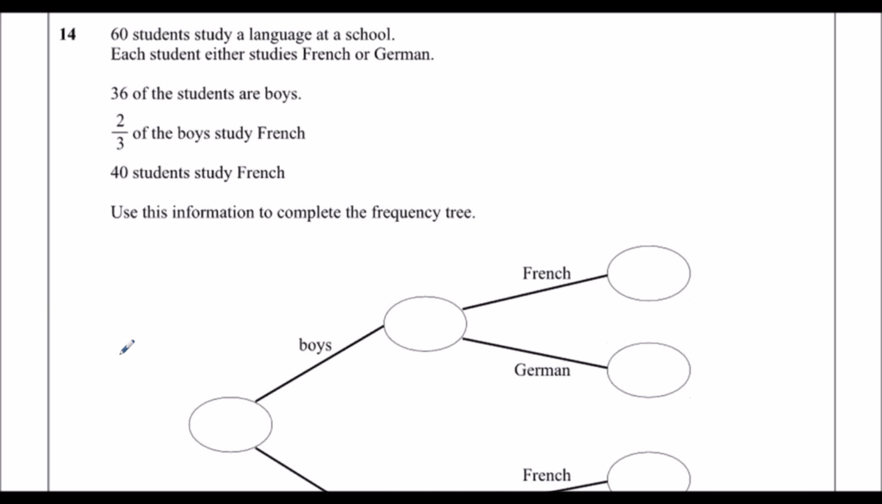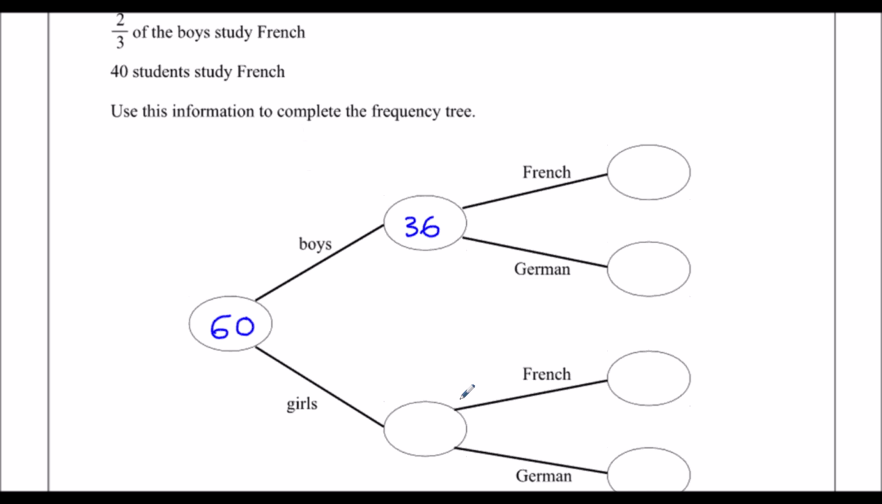Question 14. So we've got a frequency tree. 60 students study a language at a school. Each student studies French or German. So there are 60 in total. That goes at the start of the tree. 36 of the students are boys. So 36 boys. So the rest must be girls. 60 take away 36 is 24. So 24 girls.